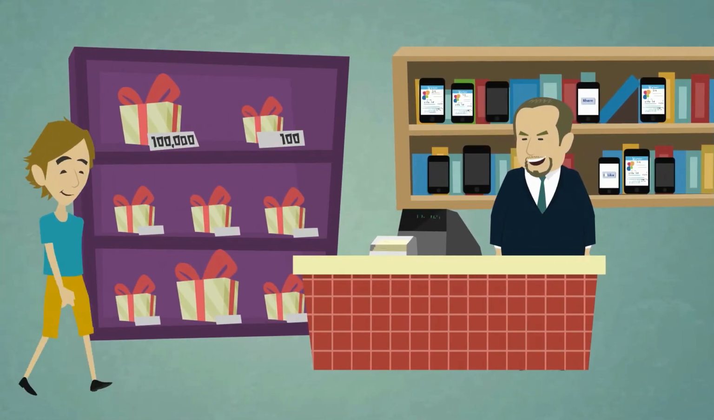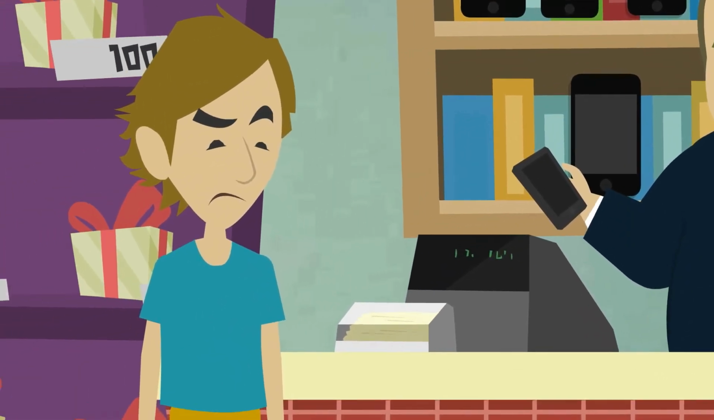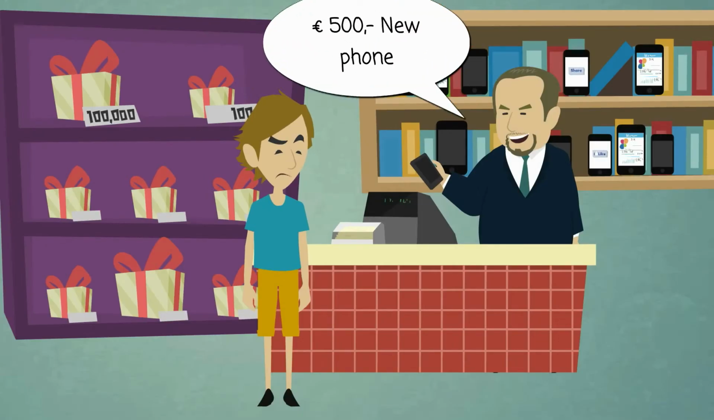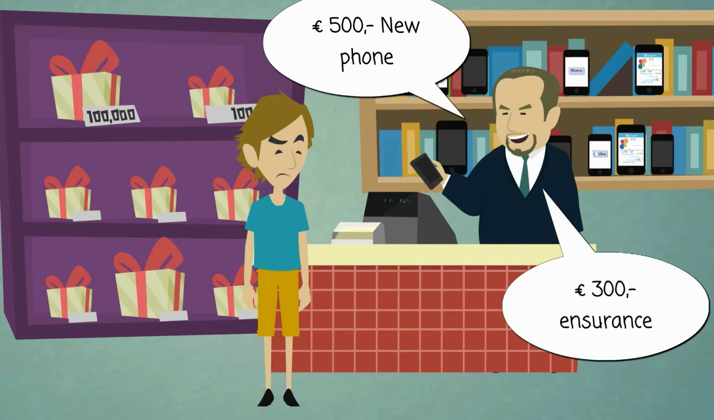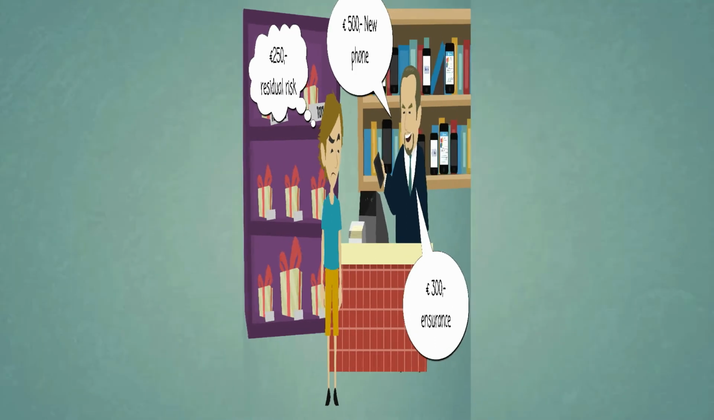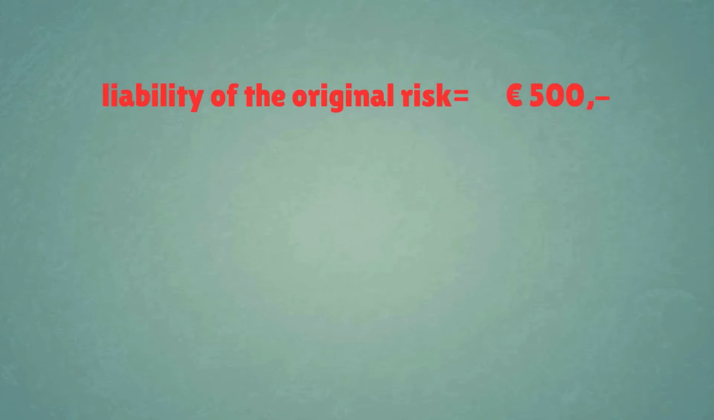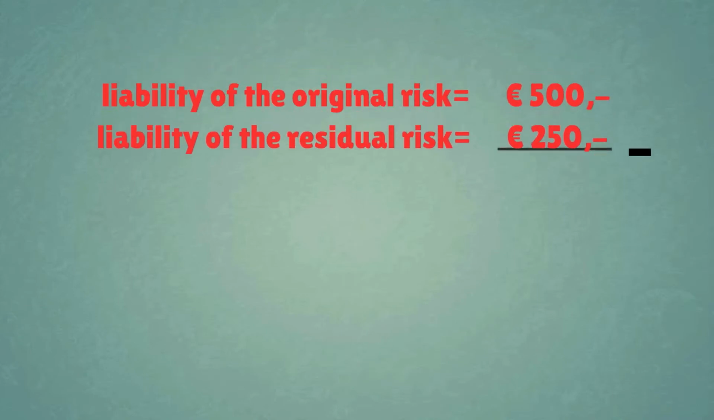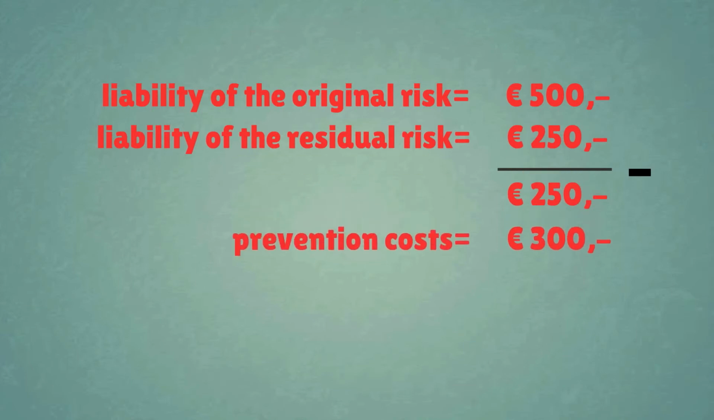For example, let's say you buy a new phone and the original cost when you break it is 500 euros. In order to prevent that you have to pay the whole amount when you break it, there is an offer for a phone insurance of 300 euros. The residual cost, or risk, is however 250 euros that you need to pay yourself. The cost-benefit ratio is therefore 500 euros less 250 euros and divided by 300, giving a total of 0.83. As the ratio is smaller than 1, you should therefore reject the offer and not take the insurance.